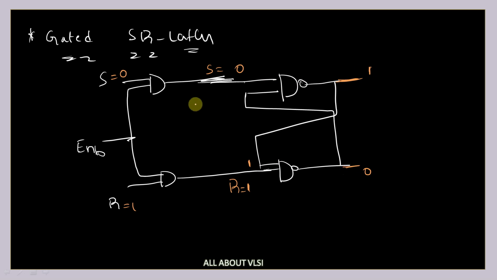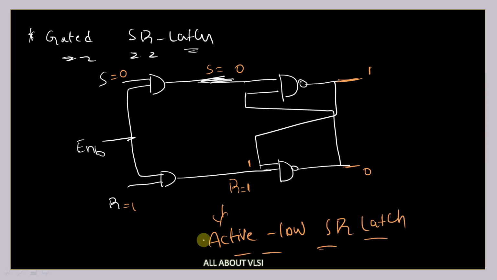Okay. So this is acting as your active low SR latch. If you are using NAND gates and at the enable you are using AND gates, this is acting as your active low SR latch. But okay, first I will write down here. It is active low SR latch if you are using AND gates with your enable. But if you are using NAND gates with your enable, it will act as an active high SR latch.